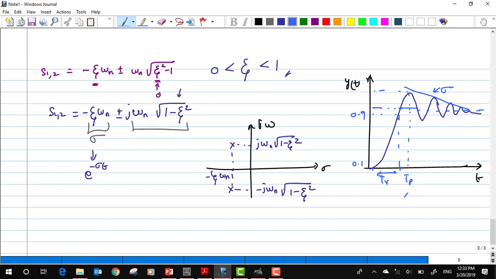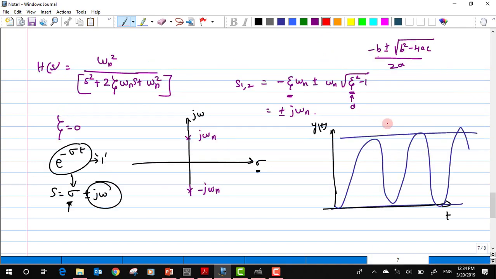So the natural response, or basically the response of my system, would look something like this. And what do we call this response? Overdamped or underdamped or undamped? What do we call them? There is something known as critically damped. Overdamped or underdamped? What do we call this response, the previous one? Undamped.